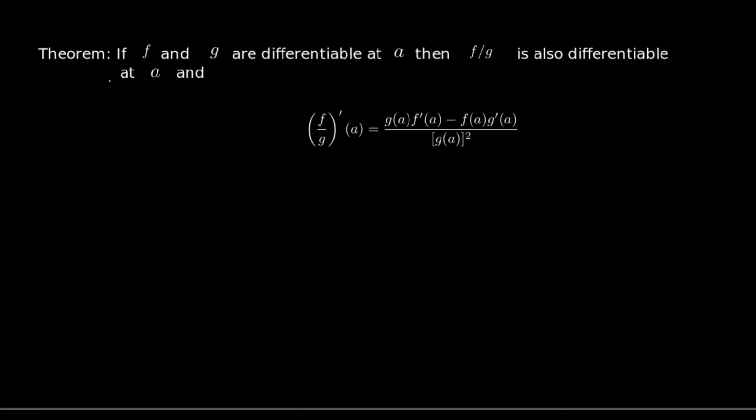The last property we're gonna see is the derivative of a division. Now we have two functions, and we say that f divided by g is differentiable, and the derivative is the function g times the derivative of f, minus the function f times the derivative of g, divided by g of a squared. Let's prove this.